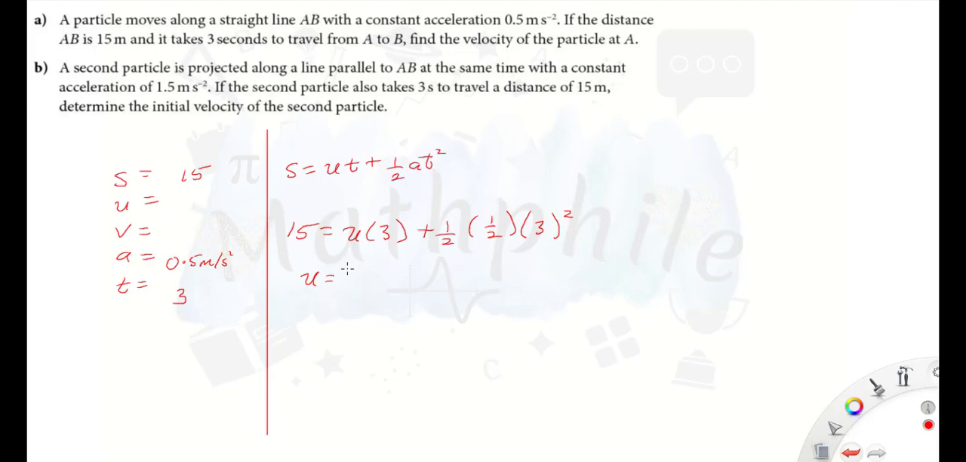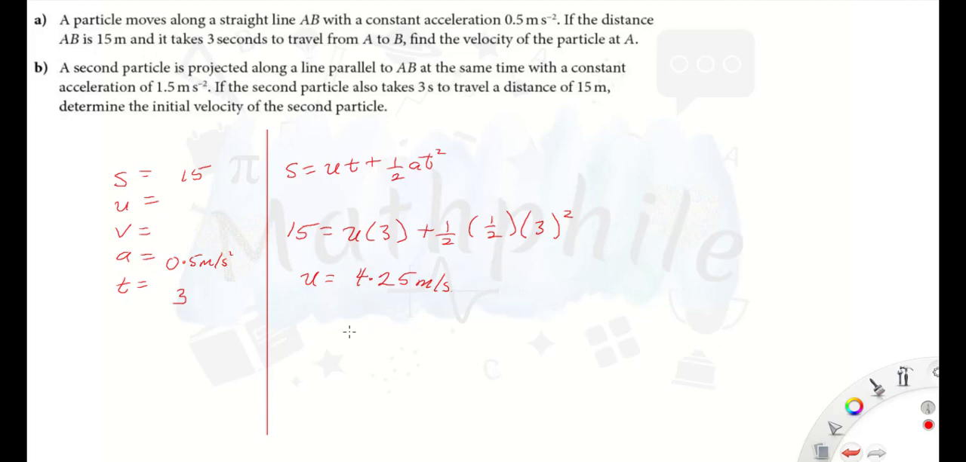4.25. Please speak louder. It's raining over here, so I'm getting... sorry, the 4.25. 4.25 meters per second. So that's 4.25 meters per second. We don't really need to find a v. Let's go to the second question.